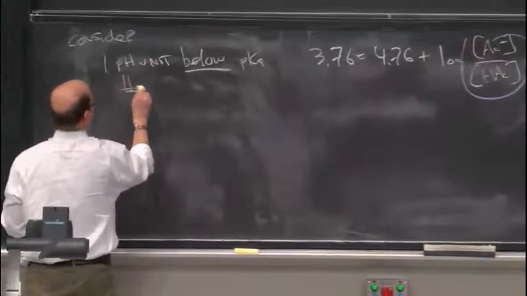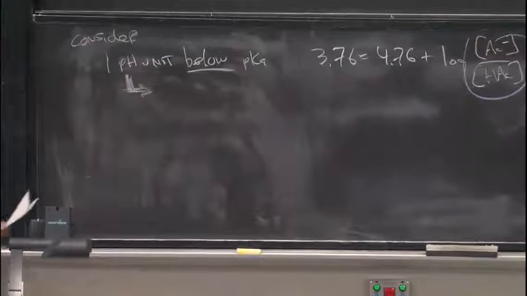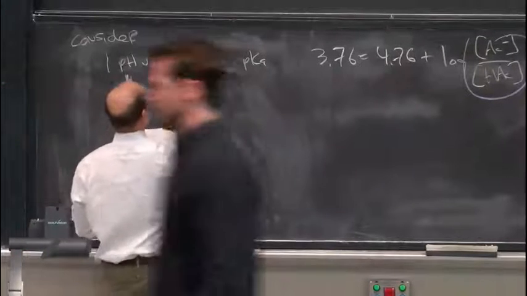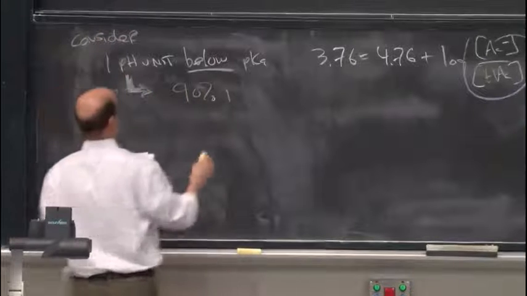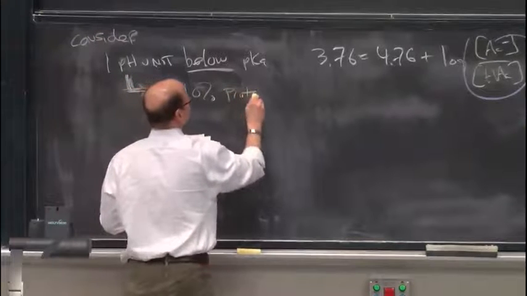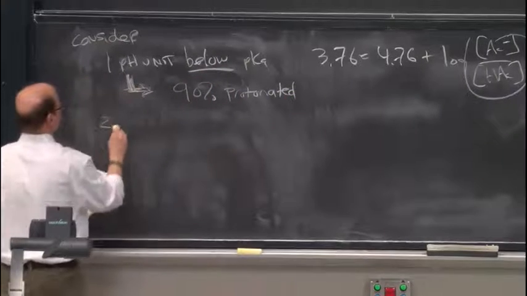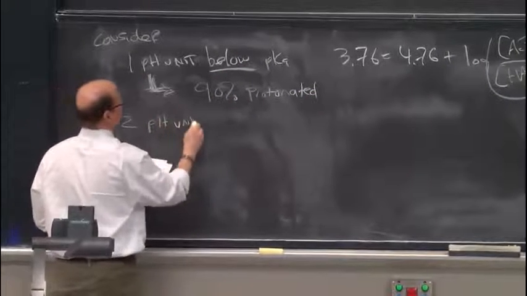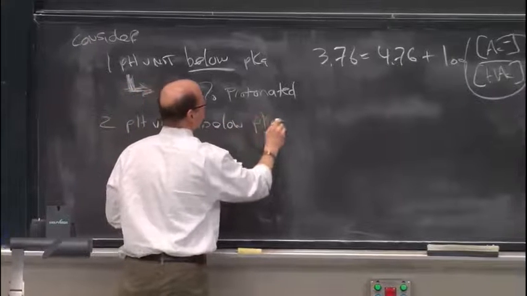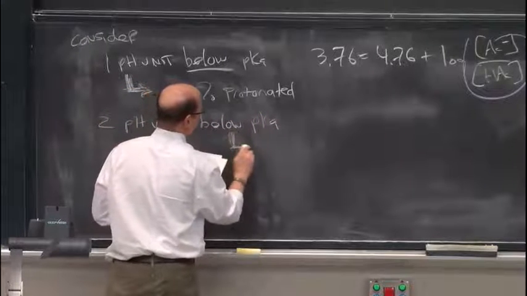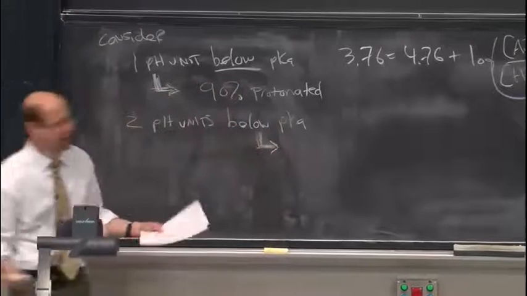And so the punchline that I want you to remember here is that at 1 pH unit below the pKa, 90% of the acid is protonated. By the same token, if I'm 2 pH units below the pKa, what percentage of the acid is going to be in the protonated form? 99%.